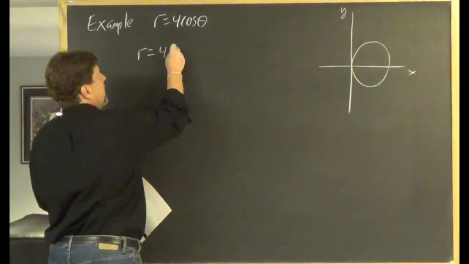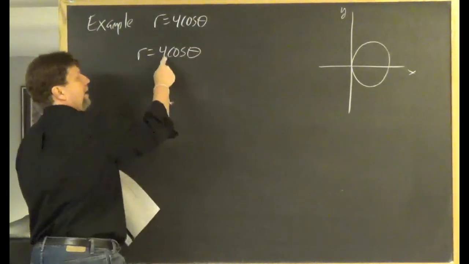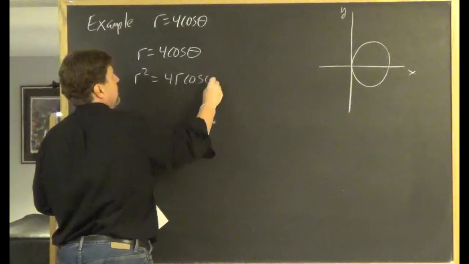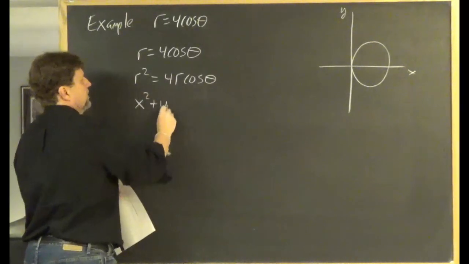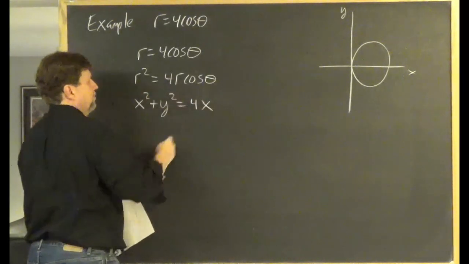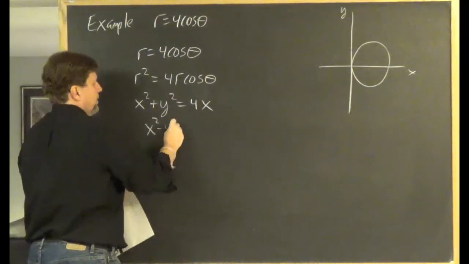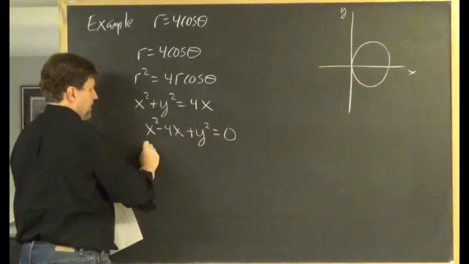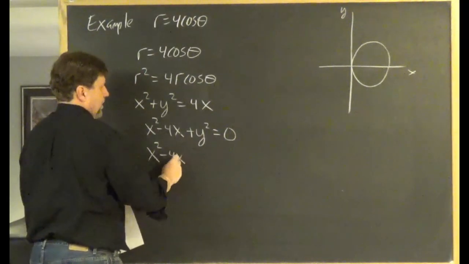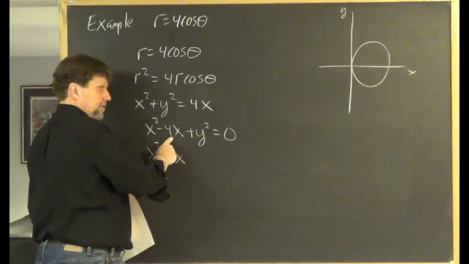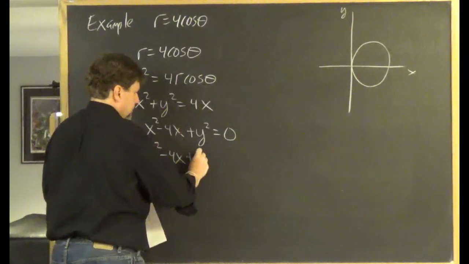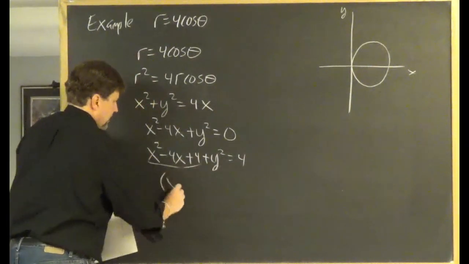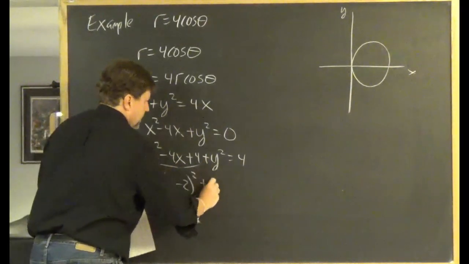Well, just like the one we looked at earlier, I would love to see an r here. So I multiply both sides by r. I get x squared plus y squared equals 4x. And if I subtract the 4x over, I'm going to complete the square here. So that's x squared minus 4x. Half of that is -2, and -2 squared is 4, so I need to add 4. Then that is (x minus 2) quantity squared.